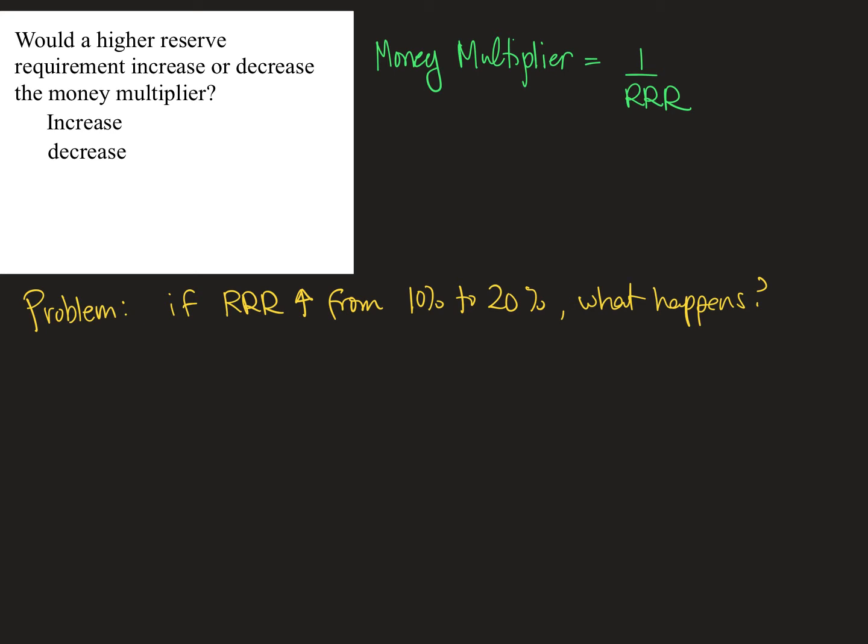And then let's just pick some numbers here. If the required reserve ratio were to increase, this is the Federal Reserve sets it, from 10% to 20%, what happens? We'll want to look at the money multiplier. So pause for just a minute and work out the problem, and then I will solve it with you.